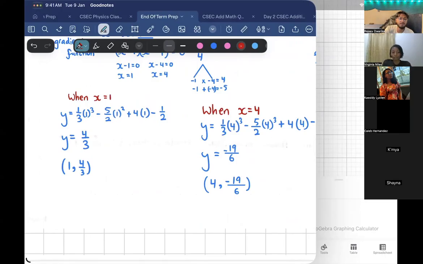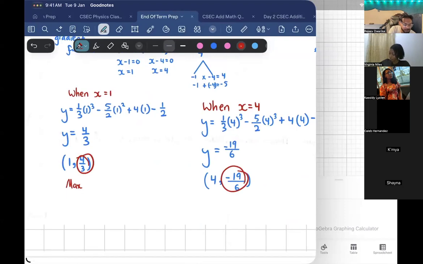So look at it now and tell me, which one is the maximum? The first point. Just by looking at it, I could tell that this is the maximum. You know why? Because it has a greater Y value than the second point. Good. Everybody okay with that? Are they seeing that? Cassidy, can you imagine that this dips down quite to minus 19 over 6 when this one goes up to 4 over 3?